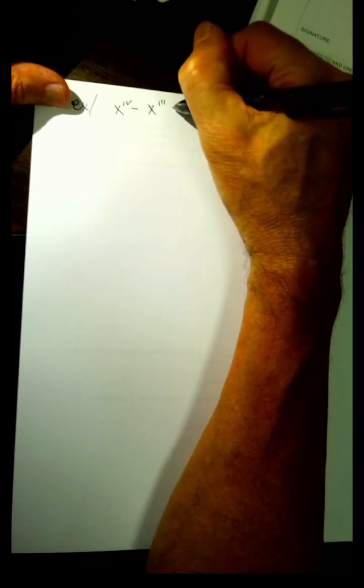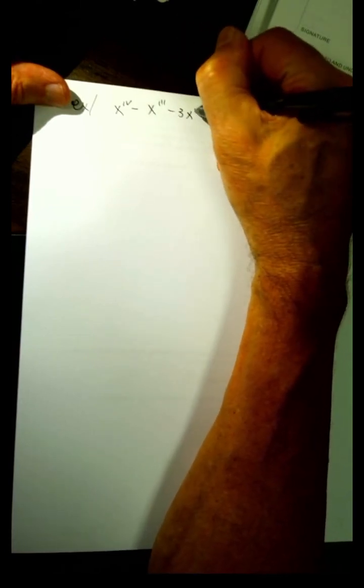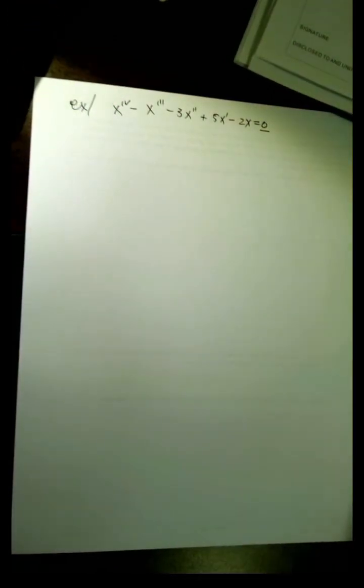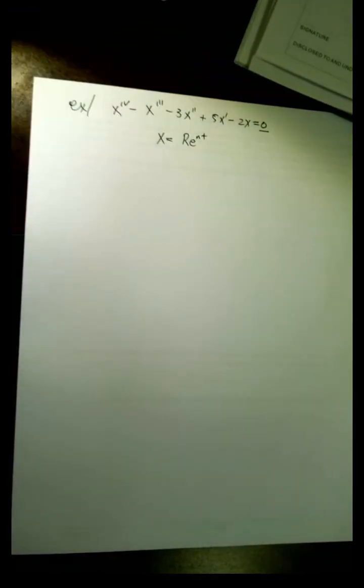Fourth derivative of x minus x triple prime minus 3x double prime plus 5x prime minus 2x is 0. This is fourth order, so I'm going to need to have 4 solutions. It is constant coefficient. There's just constants in front of each term. It's linear, and because of the 0, it's homogeneous. I'm just going to make a guess. If it doesn't work, we move on, but I'm going to try that.